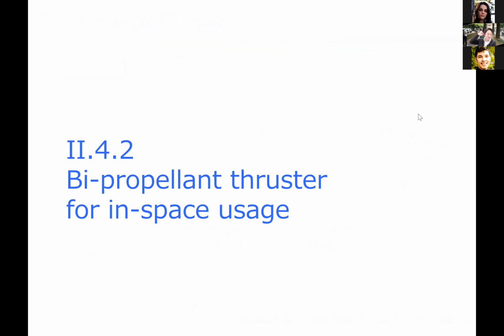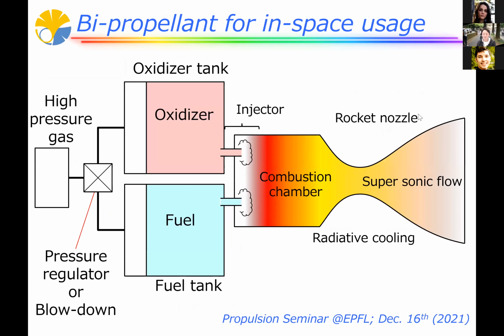Okay, so next is bi-propellant thrusters for in-space usage. In the case of in-space usage, for satellite usage, typically this kind of system is used. Instead of a power pump, we are using a pressure regulator or blowdown system. In the case of in space, very high thrust is not required, so we can decrease combustion chamber pressure. This pressure regulator system works so.